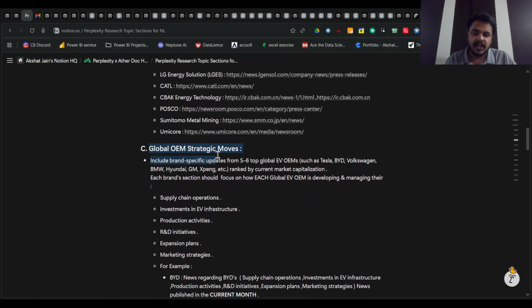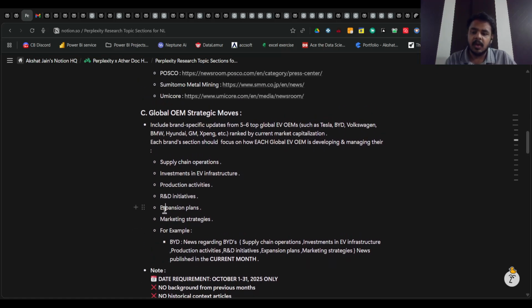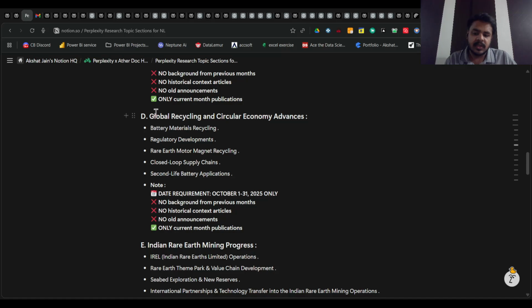Then we have section C, which says the global OEMs. Basically, it tells how the top five, six global OEMs like Tesla, BYD, Volkswagen, Hyundai, XPeng are investing, and how they are doing their EV infrastructure, right? How many developments are taking place at their end. Basically, we want to have the news related to the supply chain, investment into EV infra, production activities, R&D, how much R&D they're doing, in which model, right? Whatever expansion plans, marketing strategies they are playing out, right? So this is the section.